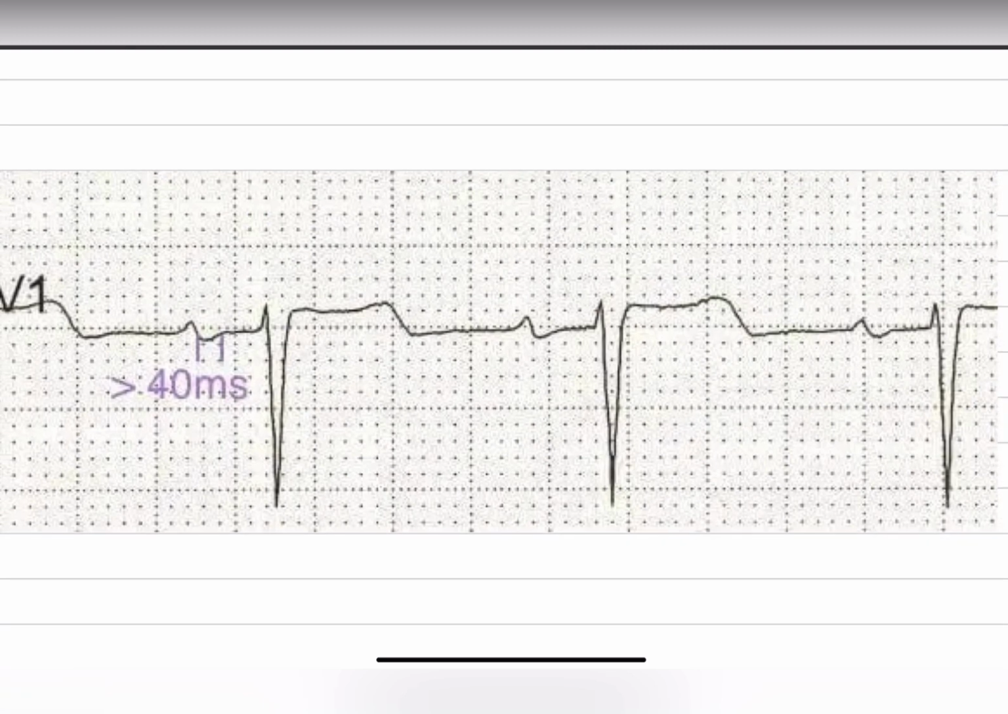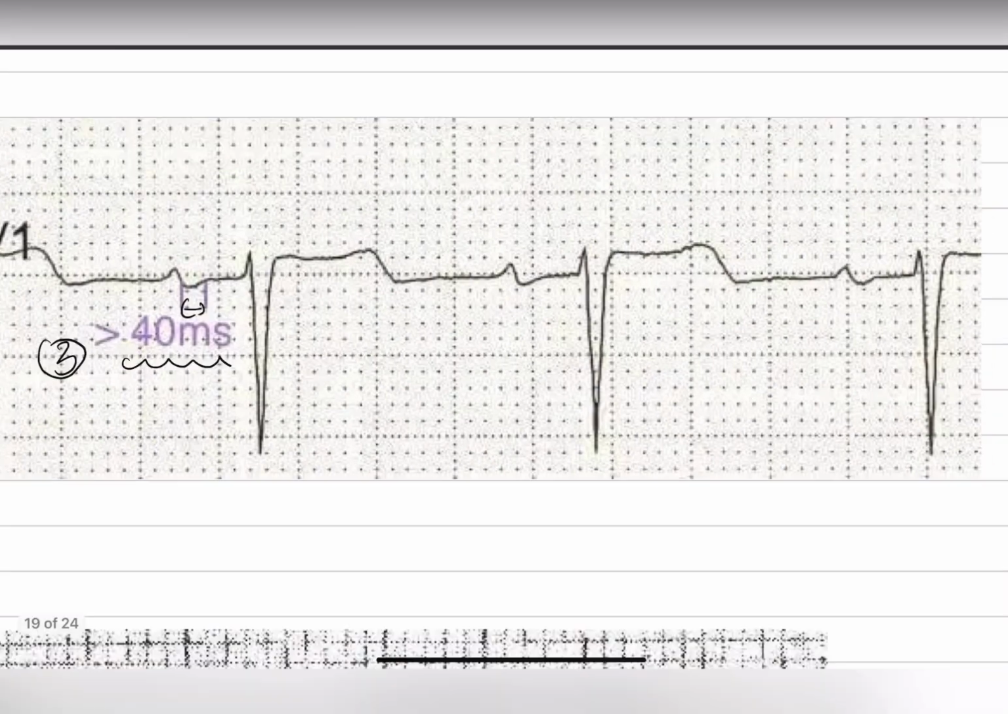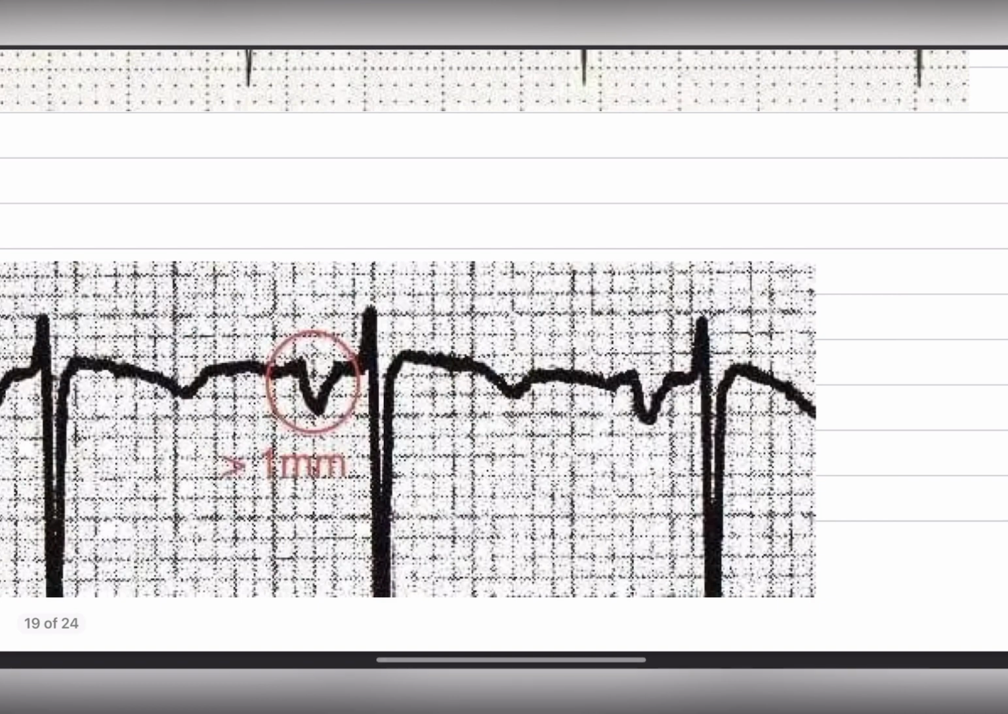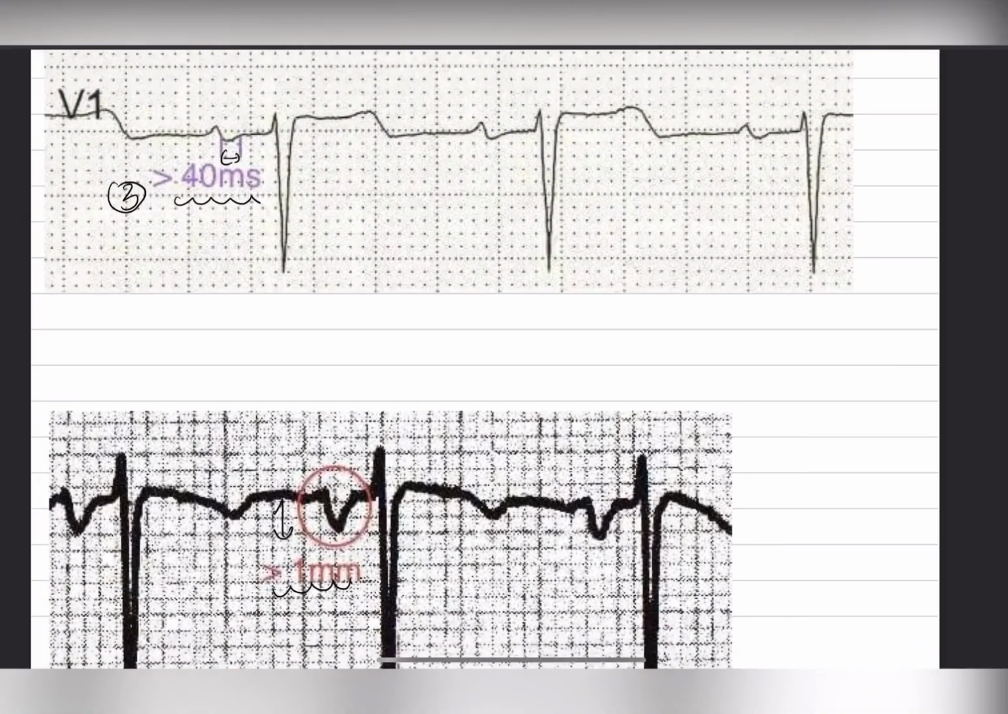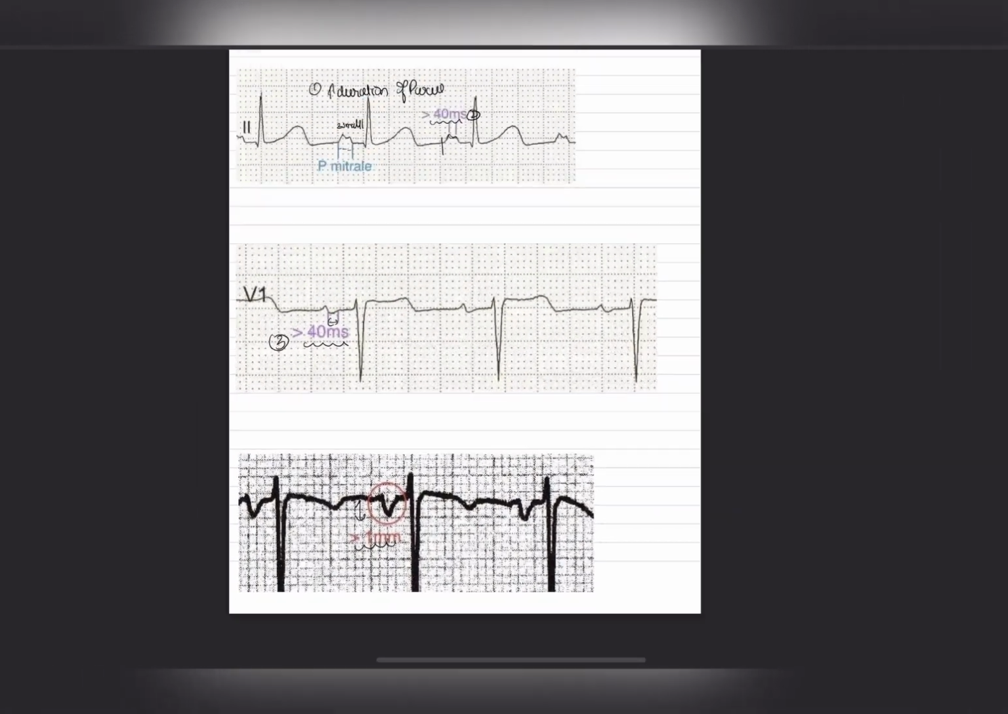And the other one will be the terminal negative P wave. The duration of the terminal negative P wave will be more than one small box. So this is the third point. And the fourth point will be the depth. The depth is more than 1 mm. So these are 4 points depicting left atrial enlargement.